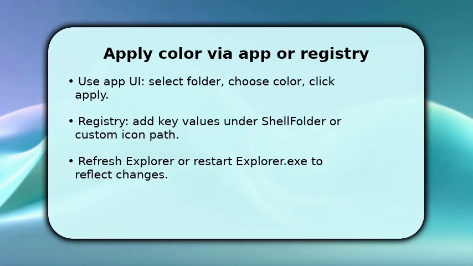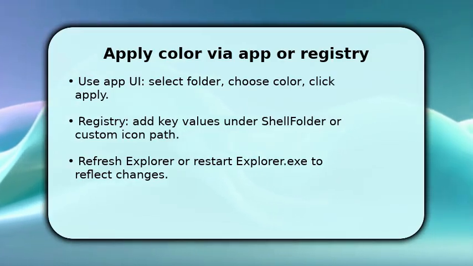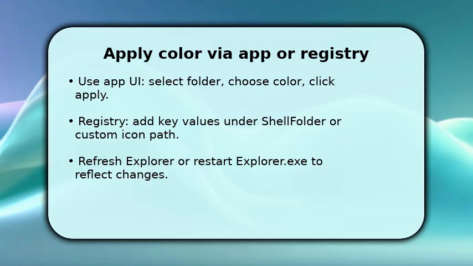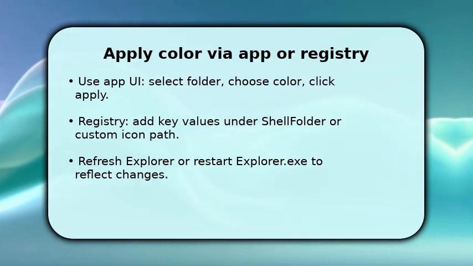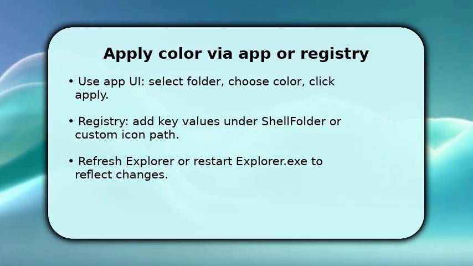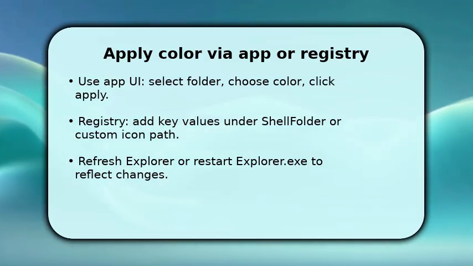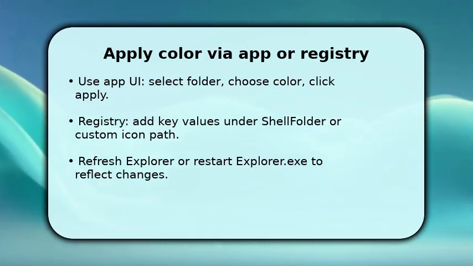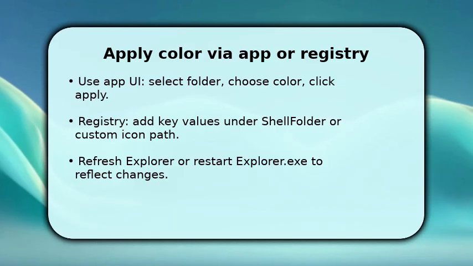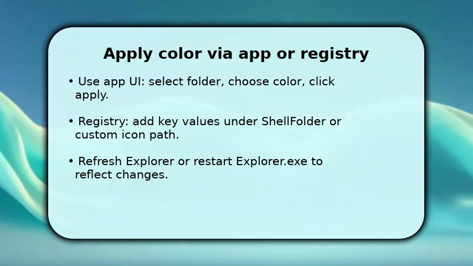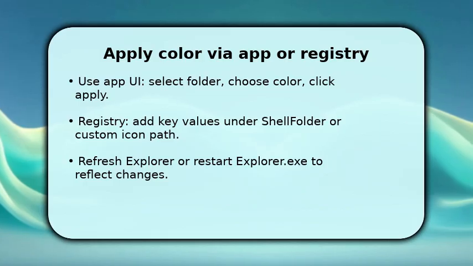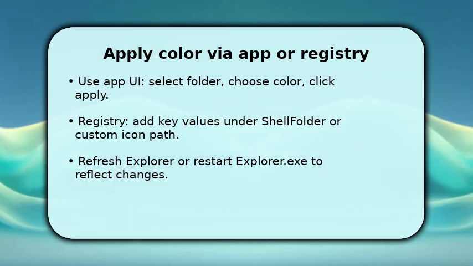Now apply the color using your chosen method. If you use an app, navigate to the folder, pick a color swatch, and press Apply. The app writes metadata or a desktop.ini entry. If you modify the registry, add or edit the appropriate key and point to a colored icon file or set custom attributes, be precise with paths. After writing changes, refresh Explorer or restart the explorer.exe process so the new color and icon are read and displayed correctly.